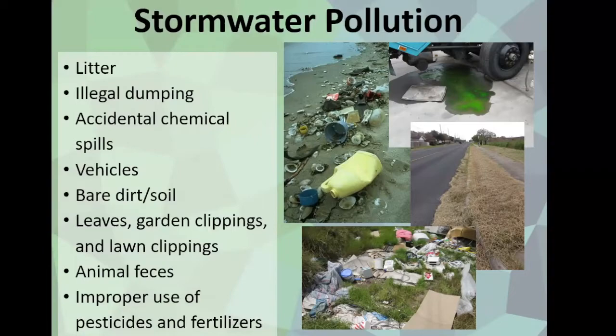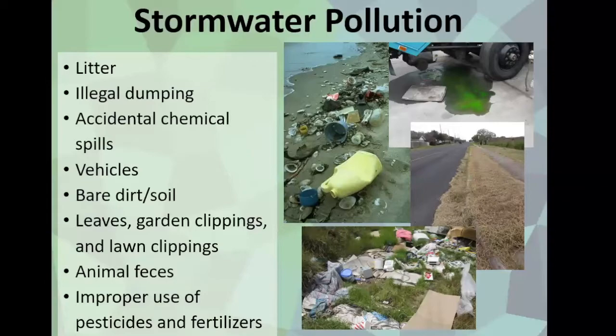But there's some things that are less obvious, so things like bare dirt and soil from construction sites can pollute stormwater, as can leaves, garden clippings and lawn clippings, animal feces, and improper use of pesticides and fertilizers can all pollute stormwater.